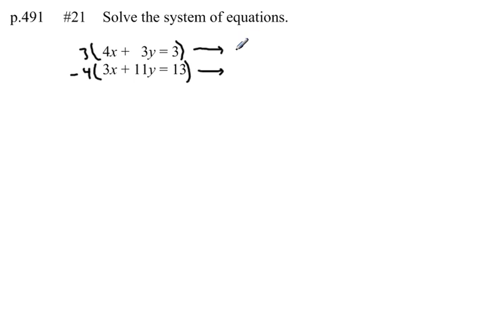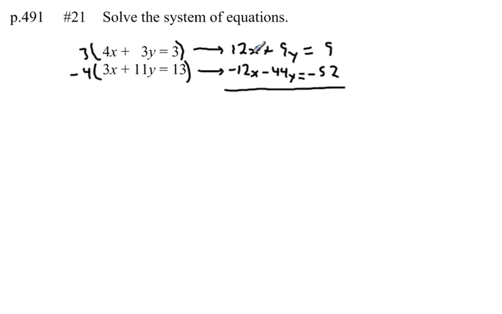So multiplying the top equation by 3 gives me 12x plus 9y equals 9. Multiplying the bottom equation by negative 4 gives me negative 12x minus 44y equals negative 52. Now if I add these two equations together, 12x minus 12x cancel out. That's exactly what we want to happen.